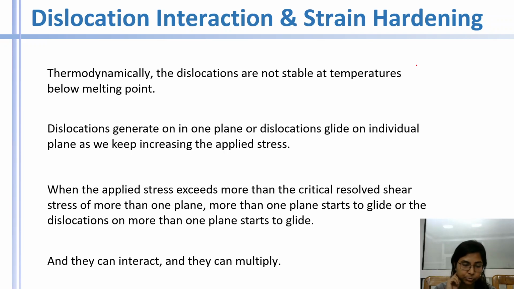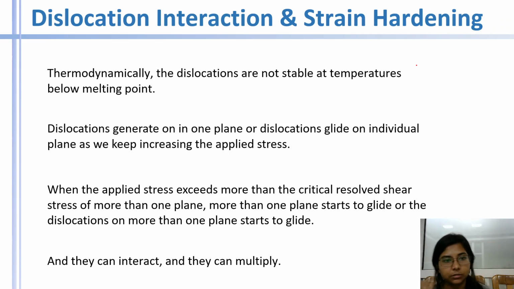And what happens with these so many dislocations? They can interact. If they interact, that is called dislocation interaction. And when the dislocations interact, they simply multiply. Okay, so there is dislocation multiplication. So I hope you understand it.